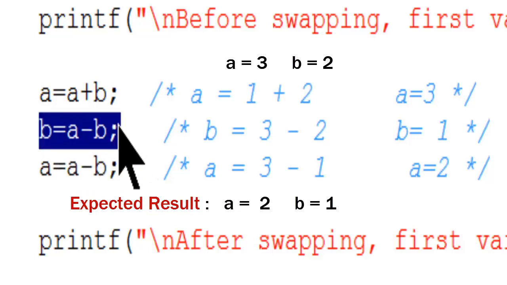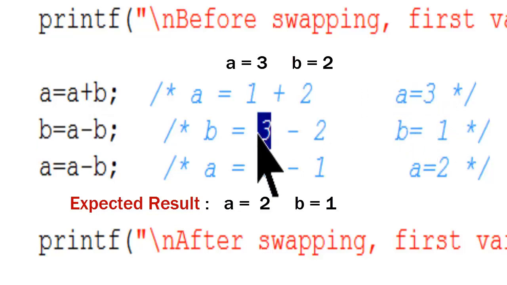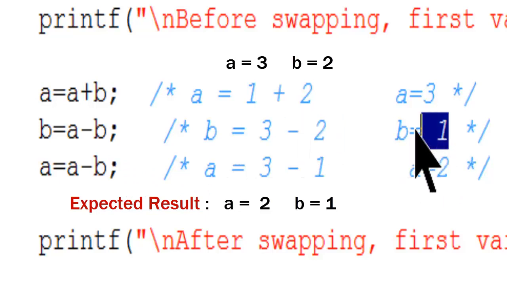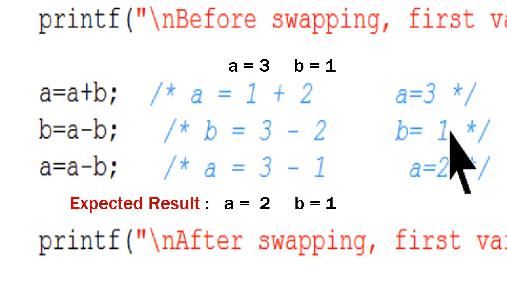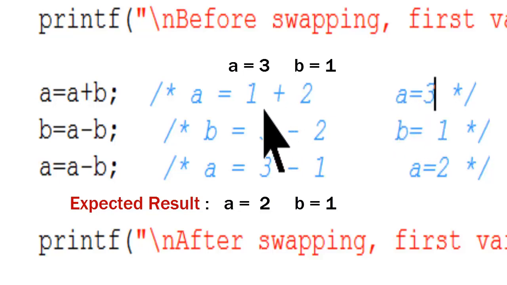B is equal to A minus B. My next expression takes the total I have got from here, 3, minus the value of B. What is the result that I get? B is equal to 1. If you look carefully, I have got B is equal to 1, and that is what I wanted. But I have not got the value of A yet. A value is 3, but I want it to be 2.